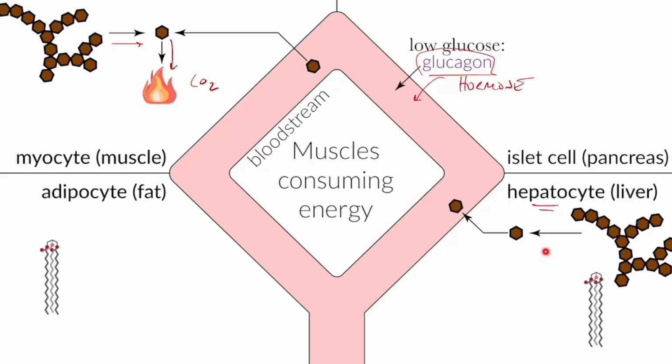And so what we're seeing is a homeostatic mechanism here, right? The hepatocytes are making more glucose to basically replace the glucose that's being consumed by the muscle cells, keeping blood glucose concentrations about the same.